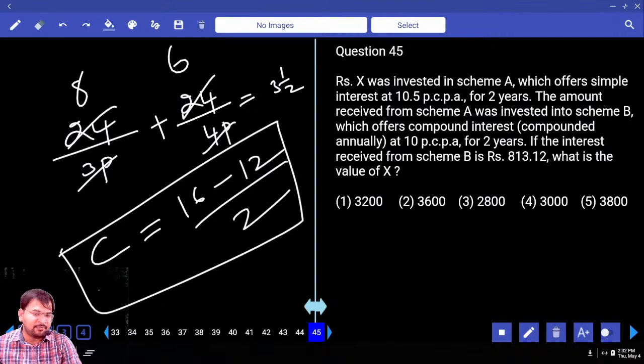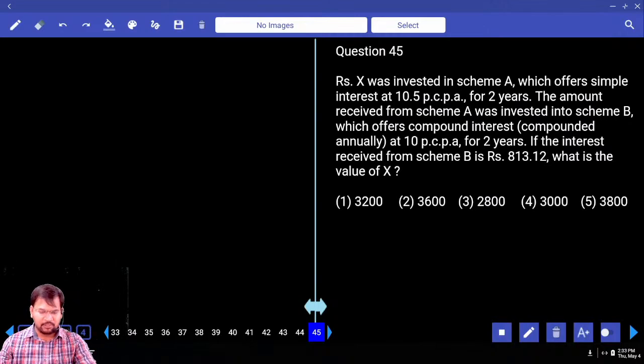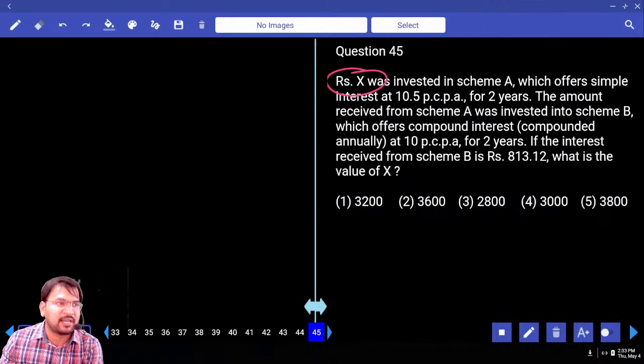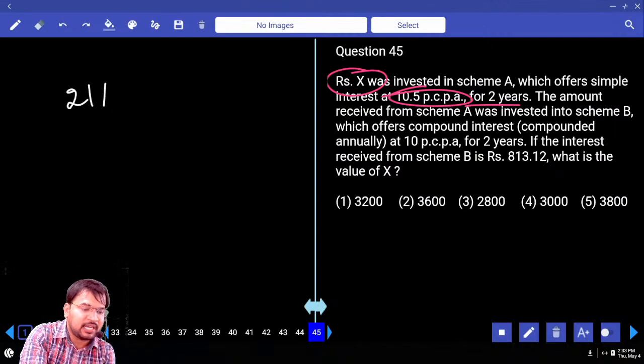813.12. What is the value of X? If you observe carefully here, if you go for the regular method, it will take some time. So now we are going to attack directly. Rupees X, we don't know the principal. 1 year simple interest is 10.5%, 2 years is 21%. Are you clear?